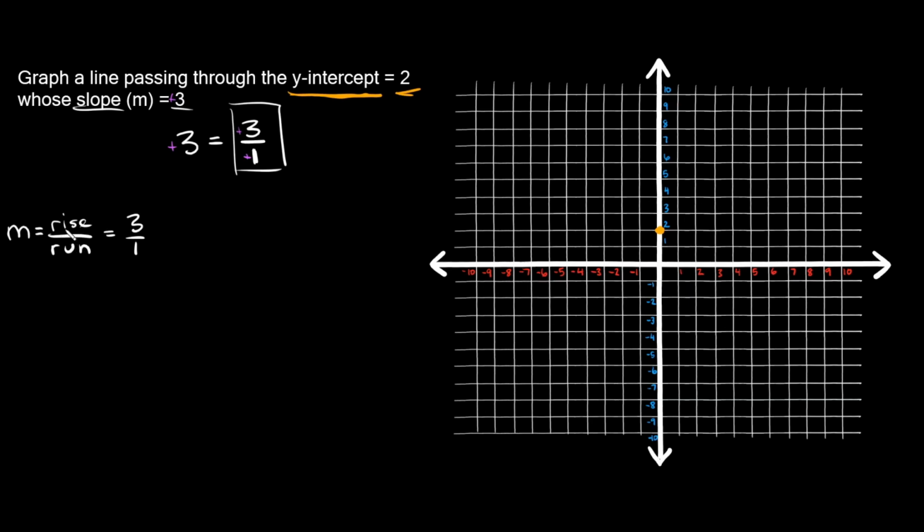Now the rise tells you how many spaces you move up and down, and the run tells you how many spaces you move side to side. In this case, we're going to move up 3 spaces and over to the right 1 space. Starting from the point that we graphed, we go up 1, 2, 3, and then over 1 space. So we found another point that lies along our line. Now that we have our 2 points, we can draw our straight line between them.